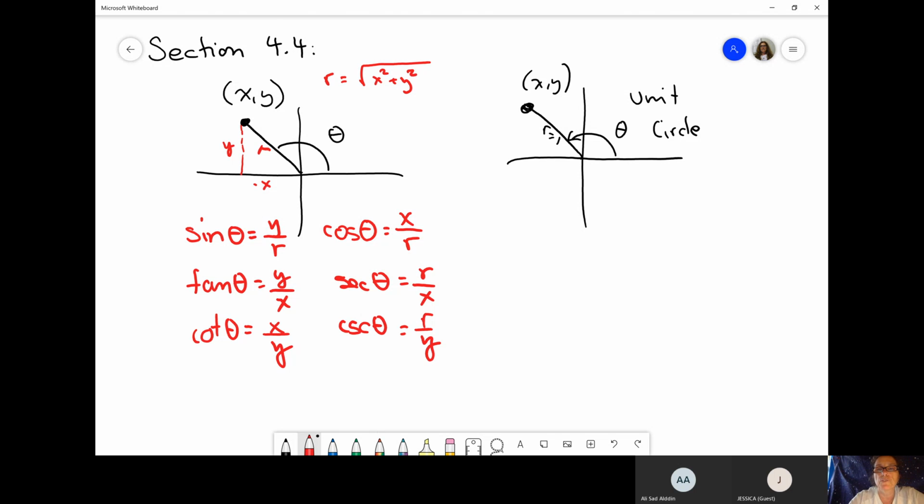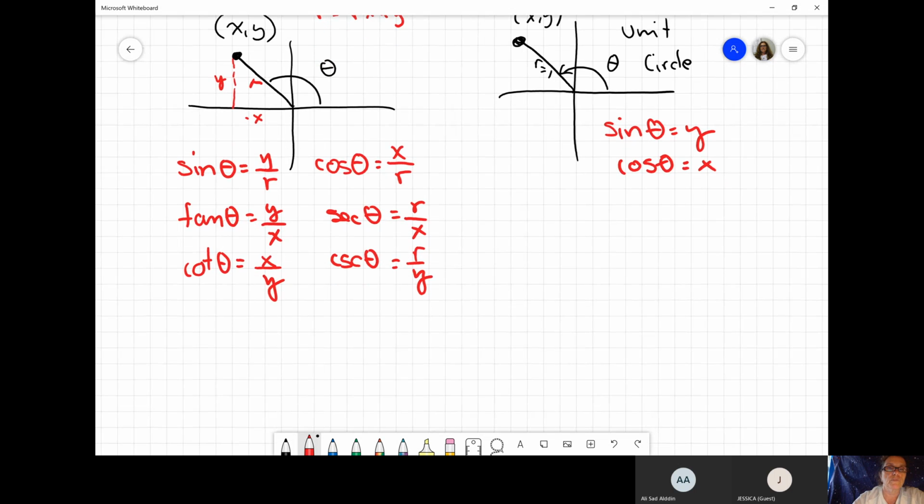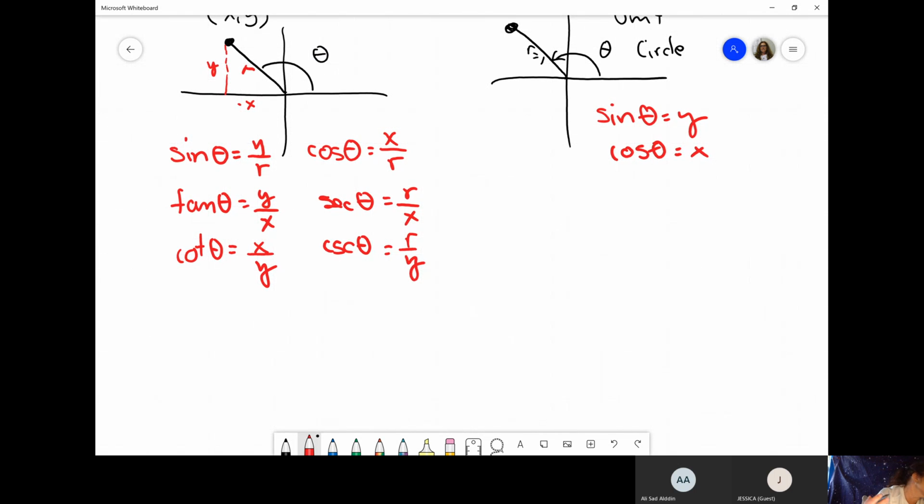So in 4.2, we had the unit circle. Our r was 1. That's why we only said the sine of theta is y and the cosine of theta is x, because they were all over 1. Now they are not over 1 anymore, they are over r. So for example, if I look at a problem in the book in 4.4, of course, you gotta be careful. You have to have the correct signs.